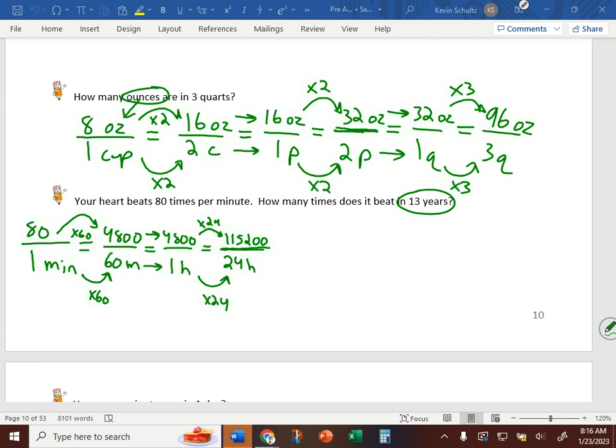We just did a scale factor, so next comes a conversion, right? We went to 24 hours because that is equal to 1 day. And so your heart beats 115,200 times in 1 day. That's a lot, isn't it? That's a lot. Okay?